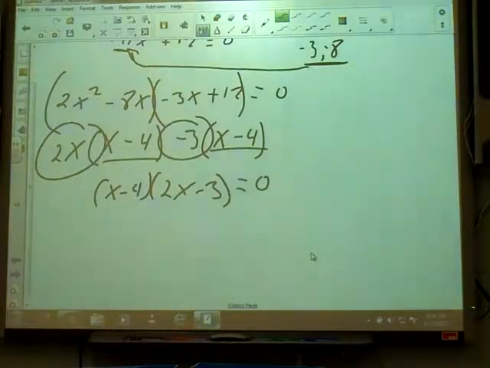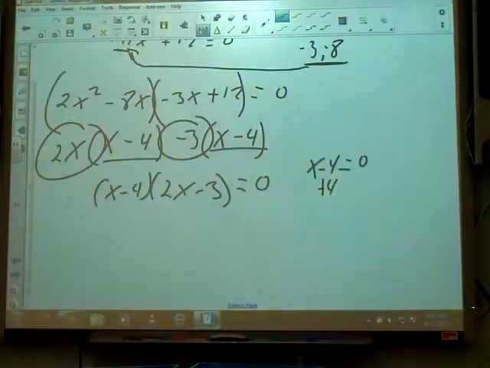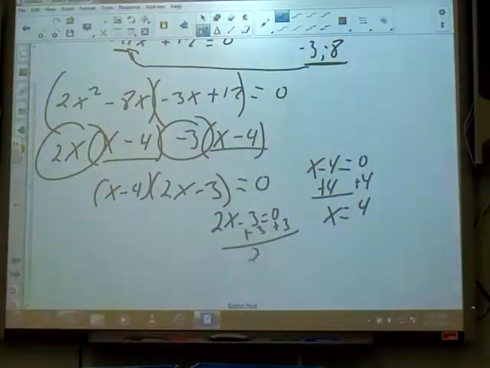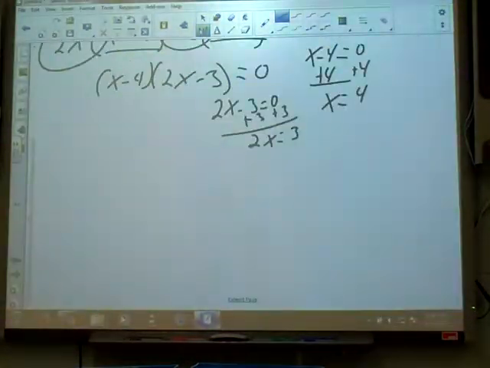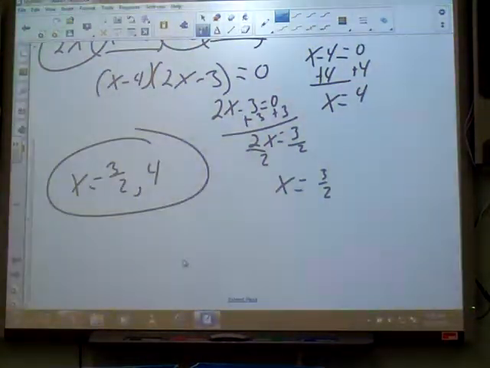Now I still haven't solved yet, Dalton. Is the A usually 1? More times than not, yes. I still haven't solved yet, so we need to set both of these equal to 0 and solve. X minus 4 equals 0 gets us a 4. Now on the 2x minus 3 equals 0, I'm going to get a fraction or decimal on it, aren't I? Add my 3. 2x is 3. Divide by 2. 1.5. So we had 1.5 and 4. That's it.